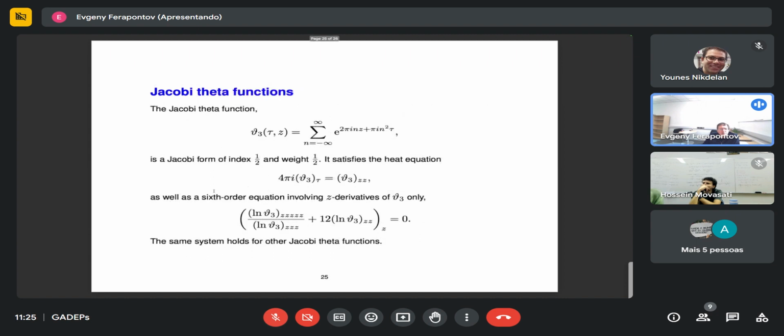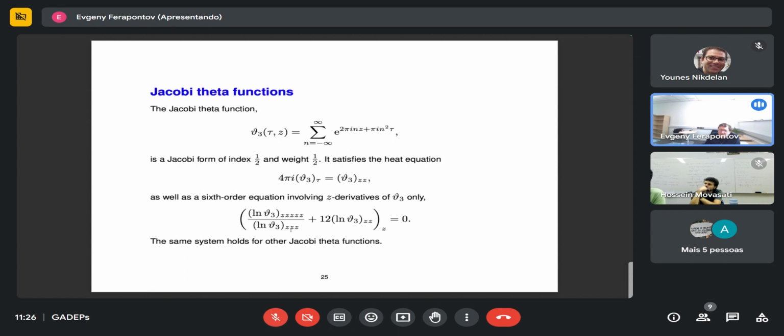Then I'll show you one more. Let's take Jacobi theta function. It's also a Jacobi form of index 1/2 and weight 1/2. It's known that theta function satisfies the heat equation. But it's less well known that this Jacobi theta function satisfies this equation in just the z variable. It satisfies this equation as well, which is quite simple. And these two equations, the heat equation and this ODE, they're consistent.